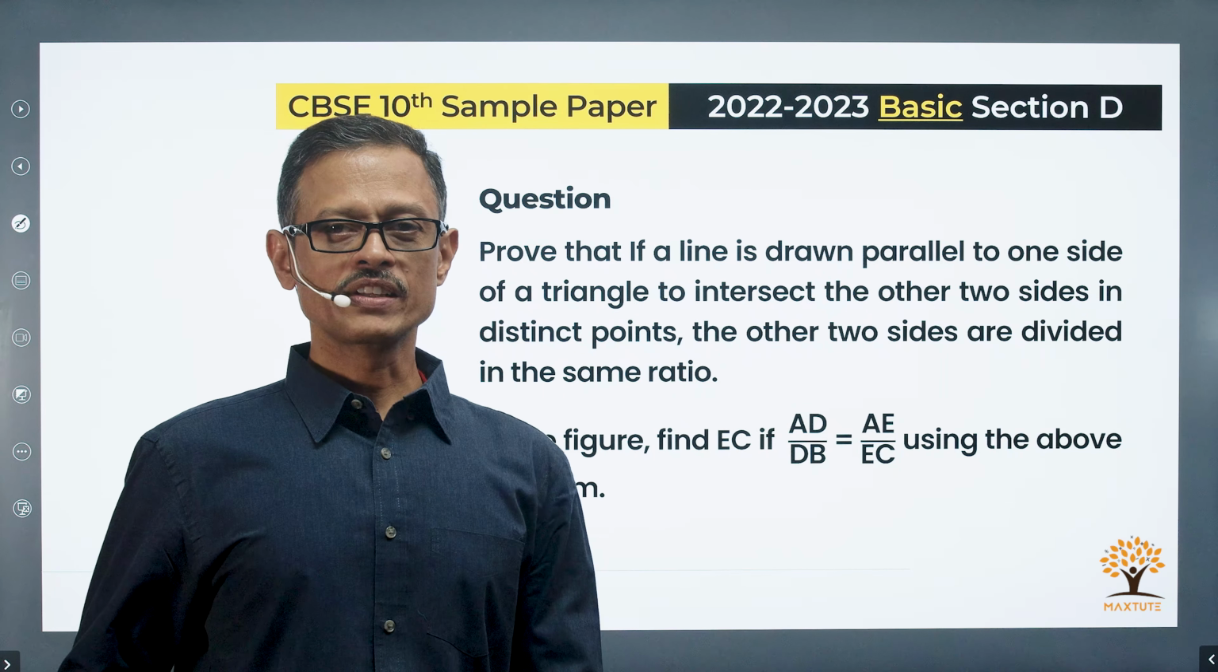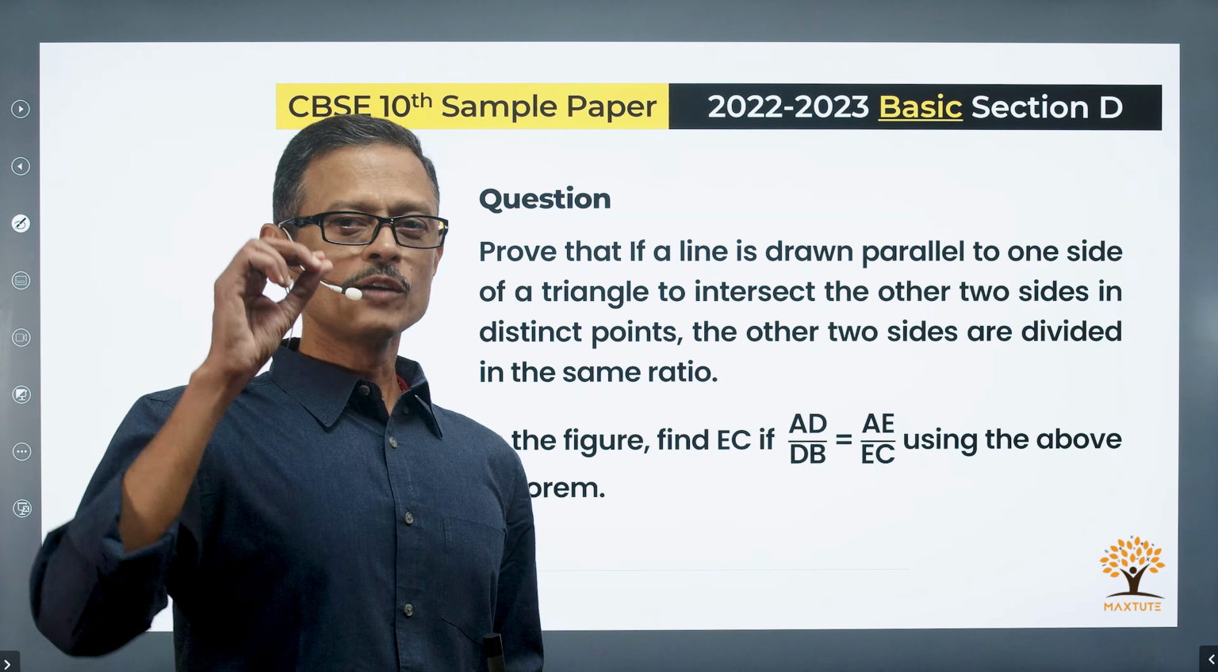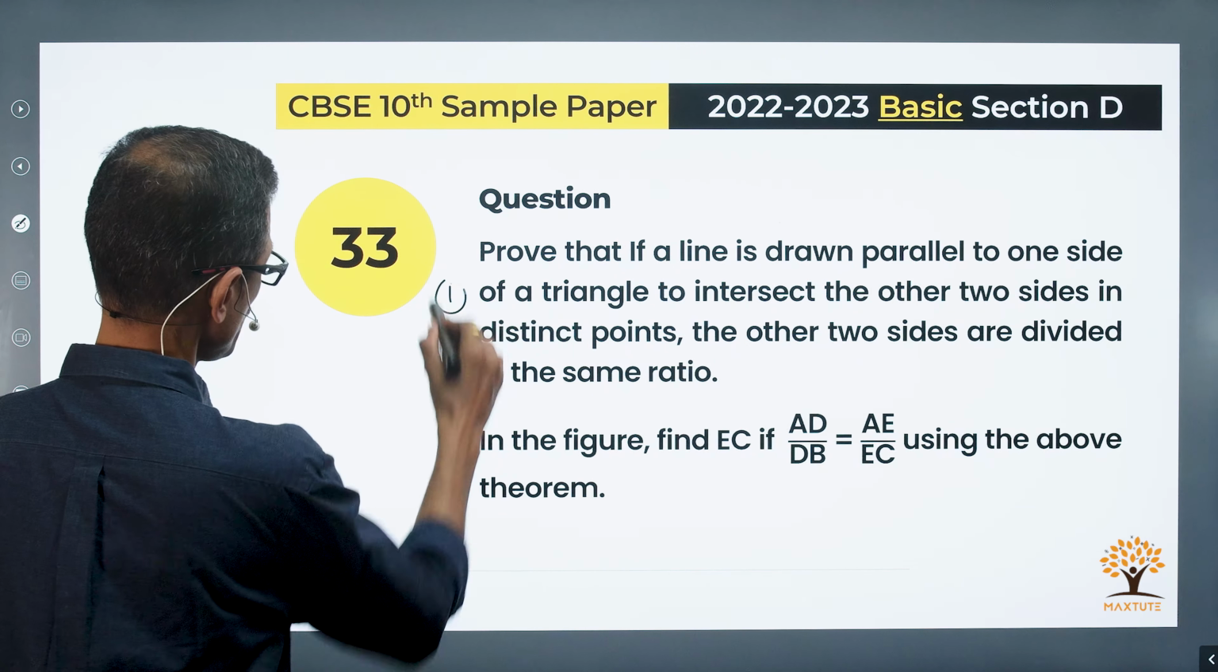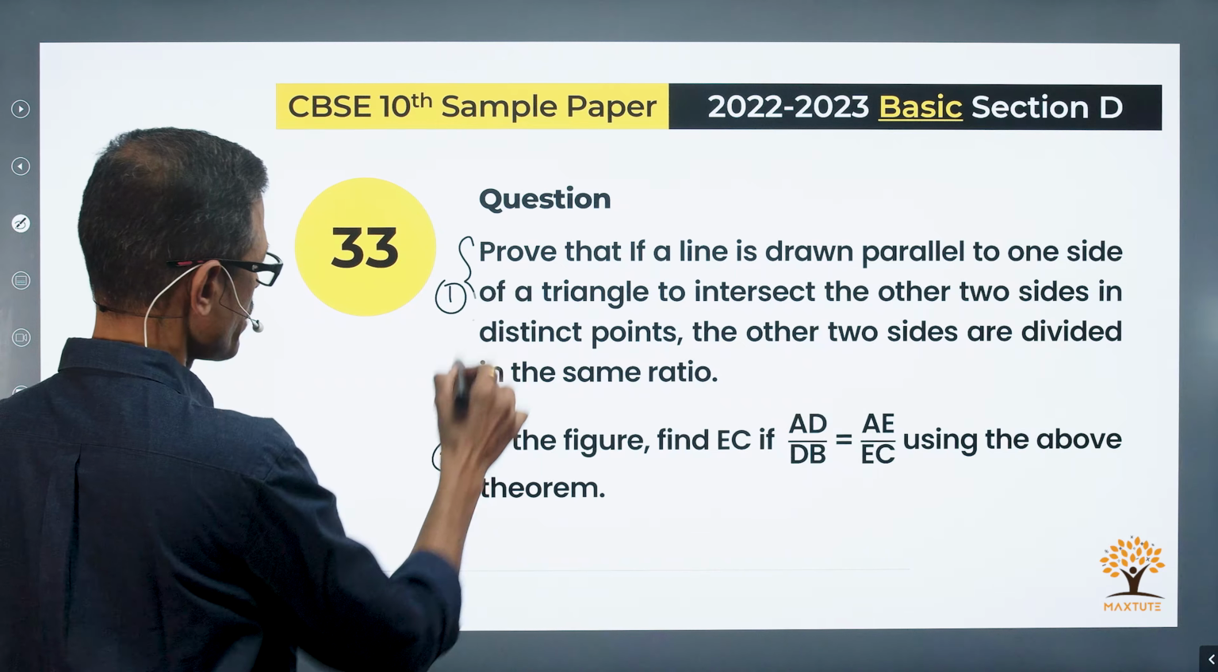Question number 33, this is from the chapter Triangles. We have to do one proof and then apply that proof to solve the second part of the question. So it's got two parts, part 1, part 2. Check out what this part 1 is.